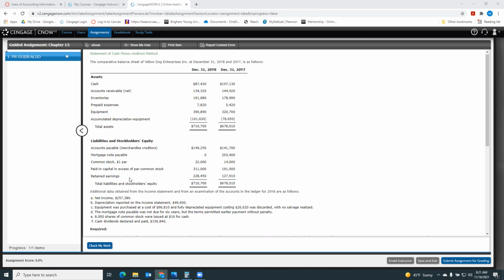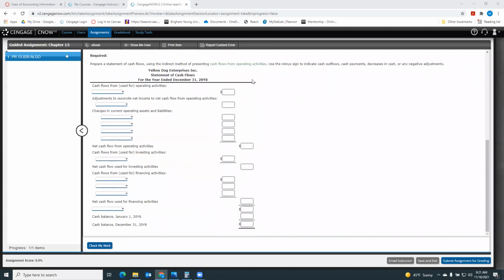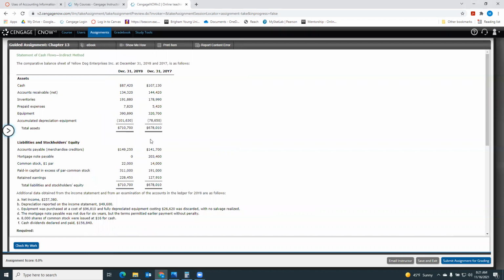This is where we're going to create a statement of cash flows using the indirect method. And we're given a comparative balance sheet and some additional information from the income statement, but we can't see all of that. The way this is set up, we have the income statement and info up here, then you have to scroll down and you can see the fields you have to fill on the statement of cash flows. It kind of stinks because there's a bunch of scrolling.